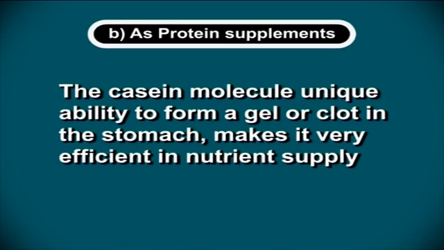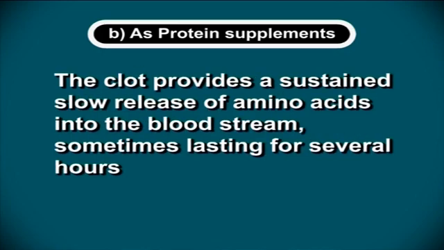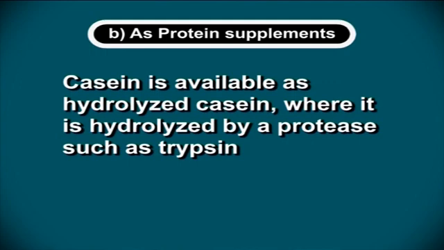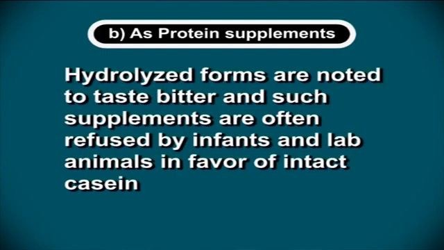As protein supplements, the casein molecule's unique ability to form a gel or clot in the stomach makes it very efficient in nutrient supply. The clot provides sustained slow release of amino acids into the bloodstream, sometimes lasting for several hours. Casein is available as hydrolyzed casein, where it is hydrolyzed by a protease such as trypsin. Hydrolyzed forms are noted to taste bitter, and such supplements are often refused by infants and lab animals in favor of intact casein.